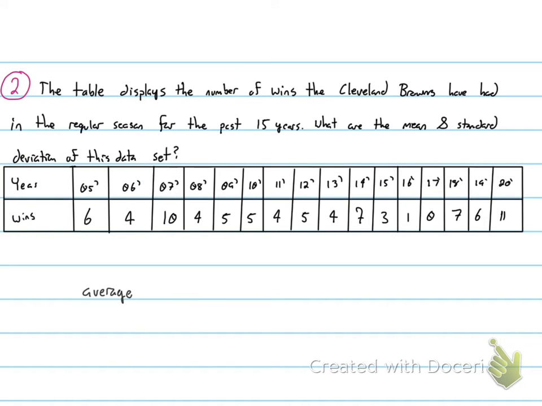So now let's find, the table displays the number of wins the Cleveland Browns have had in the regular season for the past 15 years. What are the mean and standard deviation of this data set? So we go from 2005 all the way to 2020, and it tells us how many wins we have. Now, we have a lot of data points, so we're just going to use our calculator here. When we enter all this data in and do our 1-Var Stats, we find our average to be 5.125. So on average, the Cleveland Browns win about 5 games every season. And then the standard deviation tells us that each value deviates from the mean by an average of 2.736.